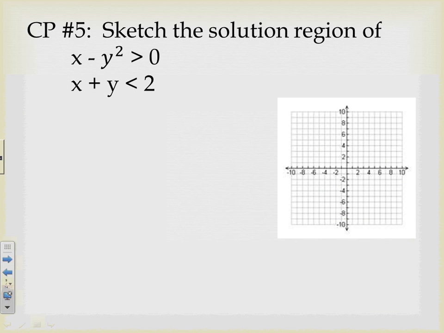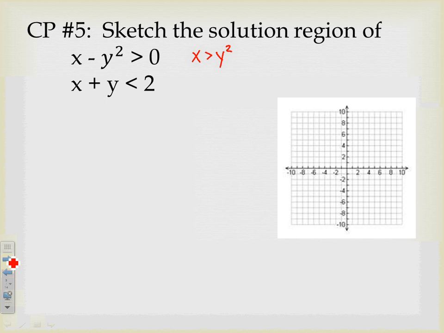Checkpoint number 5. All right, so if you're following along in the book, we are now to page 469. Sketch the solution region for this one. Now, when I look at that top part of my system, I see a squared term. Okay, so if I have a squared term, I know I'm going to end up with a parabola. I'm moving my y squared to the other side. So now I have x is greater than y squared.